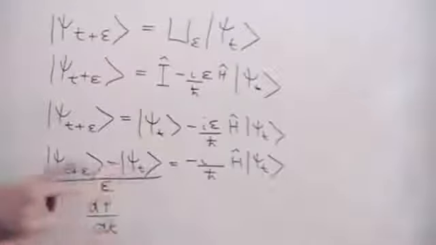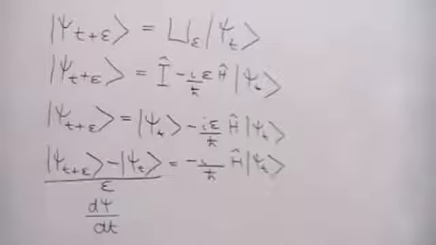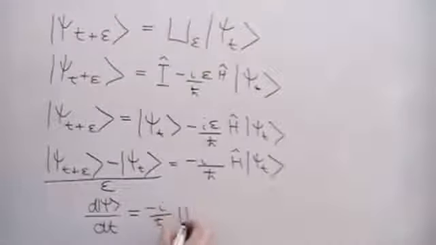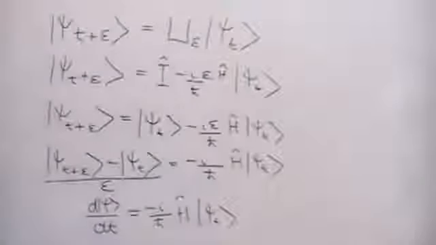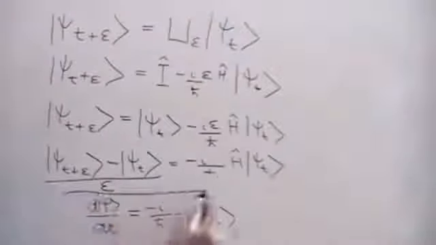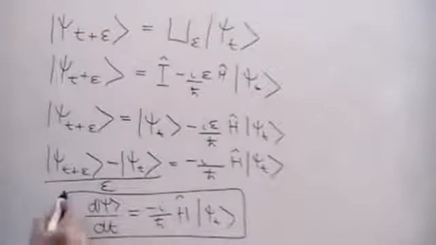This is the small change in psi. This is the small change in time. And that is equal to, and I can put that in like that, minus i over h bar H psi t. And that is the time-dependent Schrodinger equation.